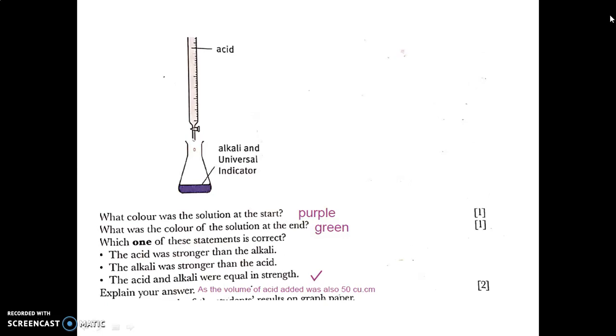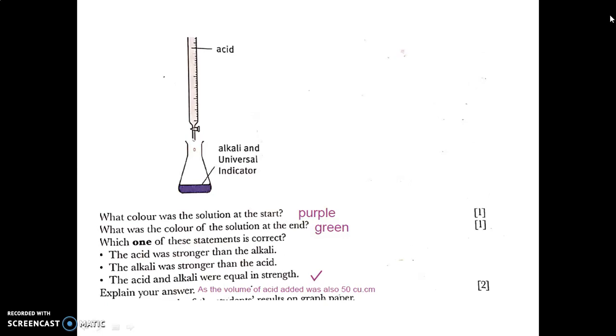Now, the first question A, what color was the solution at the start? You can see the start, it was purple. Okay. What was the color of the solution at the end? At the end, when they have added 50 cubic centimeter, what would be the color? It would be green.